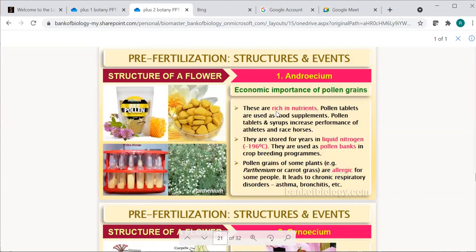The pollen grains are rich in nutrients. There are also pollen tablets available in the market used as food supplements. Pollen tablets and syrups increase the performance of athletes and race horses. Pollen grains are stored for years in liquid nitrogen, that is minus 196 degrees. Pollen grains of some plants such as Parthenium are allergic to some people, which leads to asthma and bronchitis.